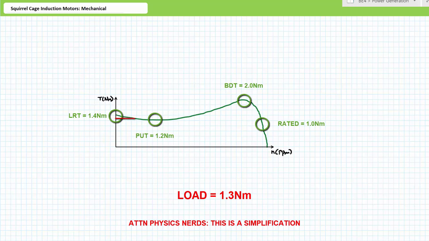Upon closure of a full voltage starter, the motor does yank the applied load to a start, but then the motor ceases to accelerate and stalls just shy of the pull-up torque. Unless someone gives the load a good kick, this motor will remain in an undesirable overloaded condition.